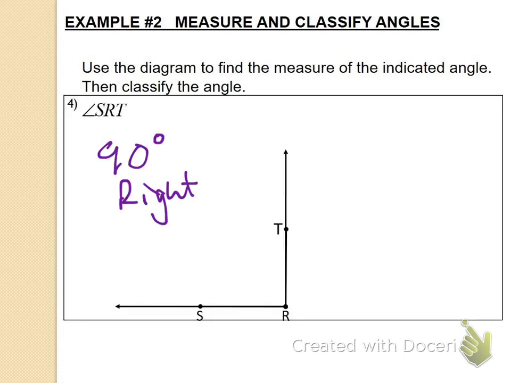And then this guy ends up being 90 degrees, right? It's a right angle.